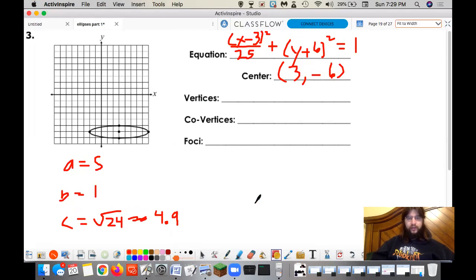Okay, so here's the more interesting part. To actually list these points out, you could just go 3, negative 5. That's one of my co-vertices. But let's go ahead and use a property that the center plus or minus a, b, and c gives us our vertices, co-vertices, and foci.